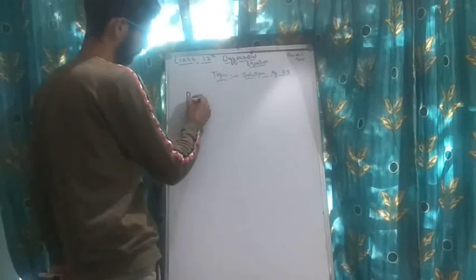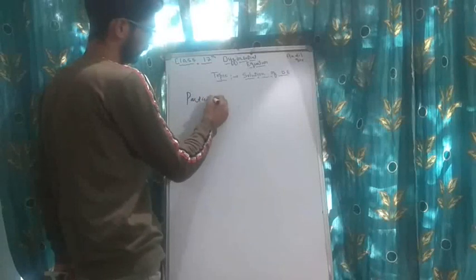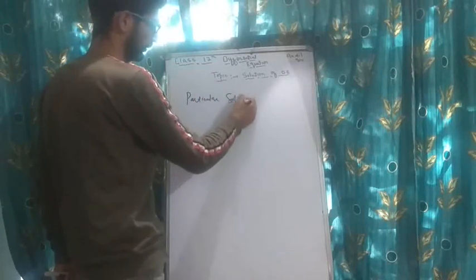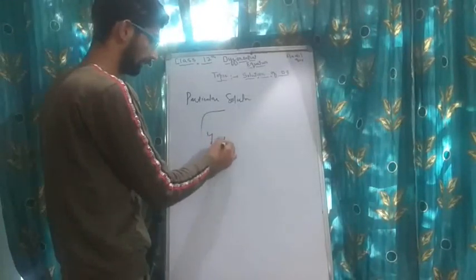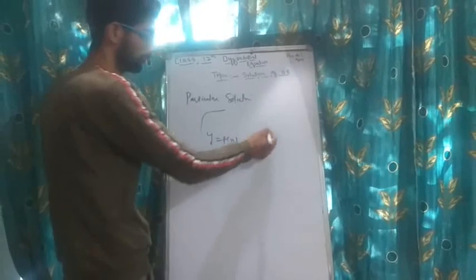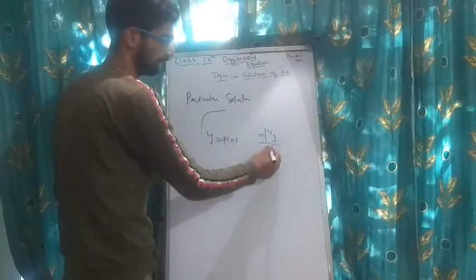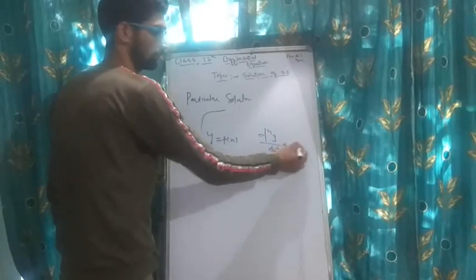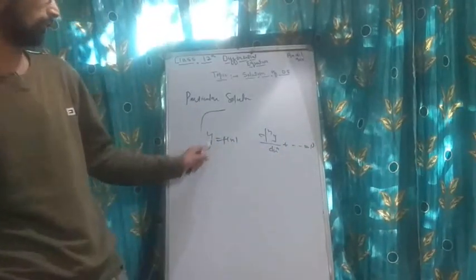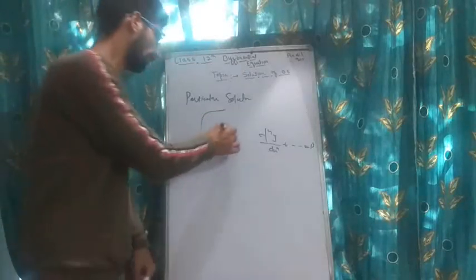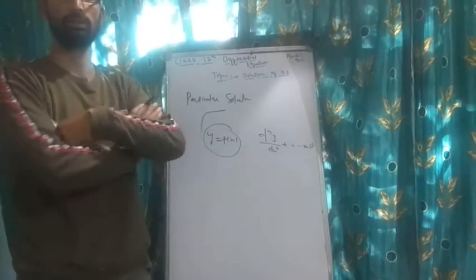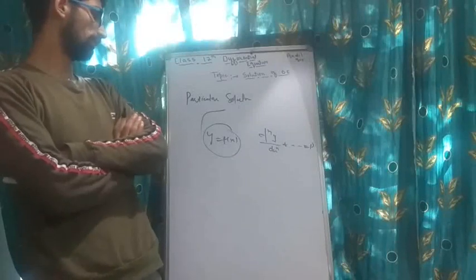Now we will go for another definition, that is particular solution. If we have a solution y is equal to f of x of some differential equation d n y by dx n plus so on equals p, but this solution is such that it has no arbitrary constant, then it is a particular solution. First we discussed general solution.